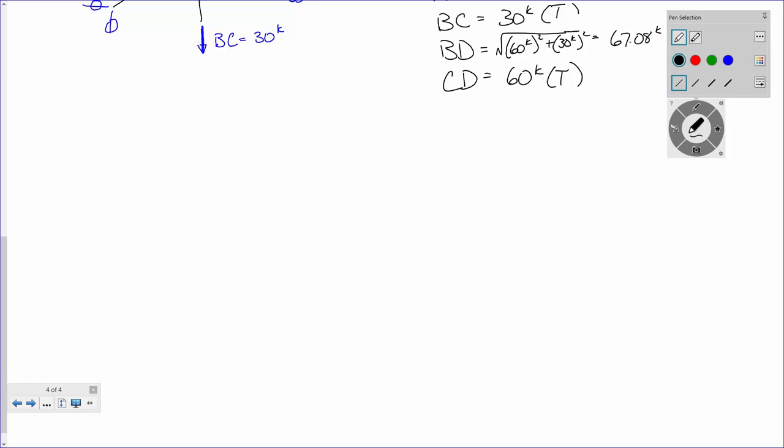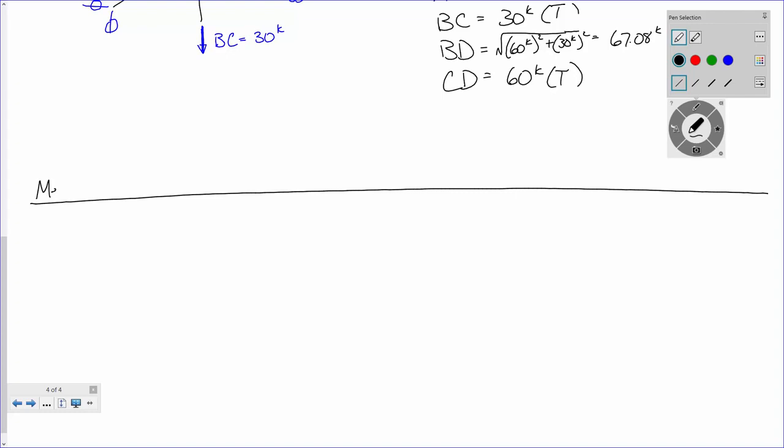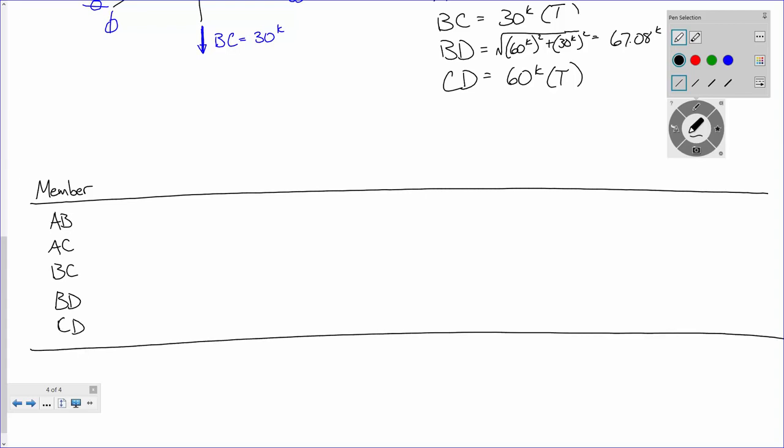Now, this is going to sound kind of silly, but we're going to take our time with this. We'll draw this big table. All right, so member, we've got AB, AC, BC, CD, or wait, nope, I missed one. Everybody read that?